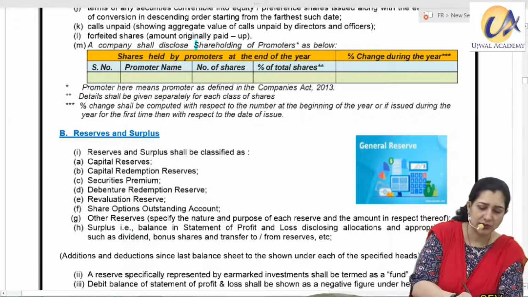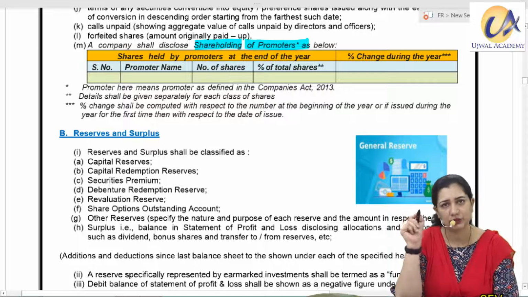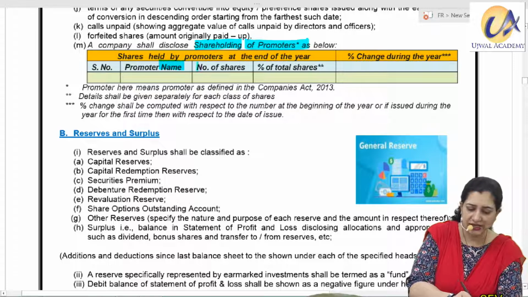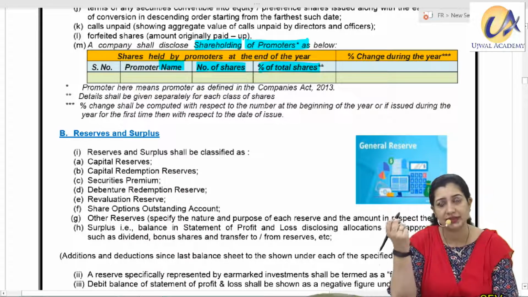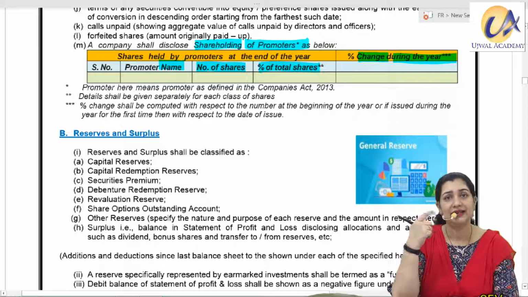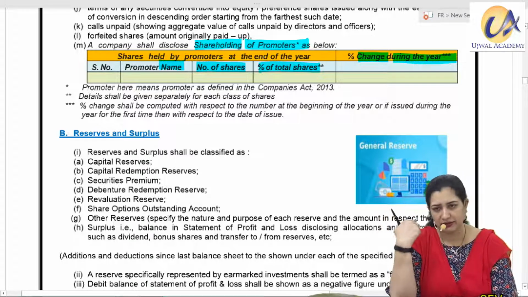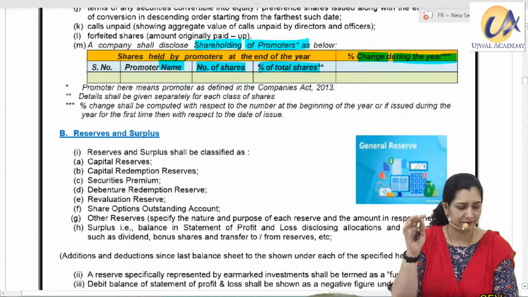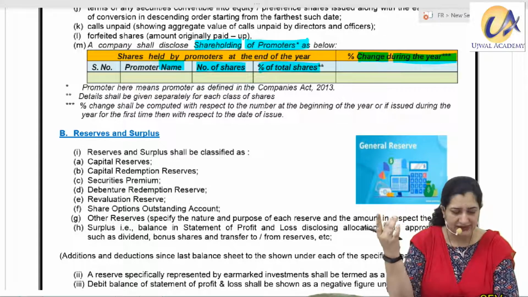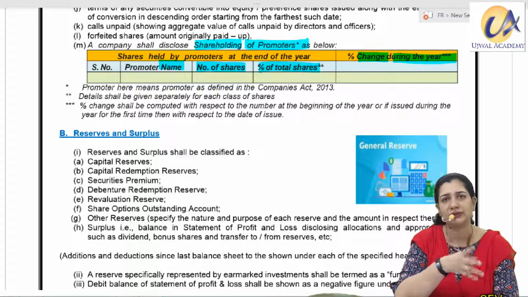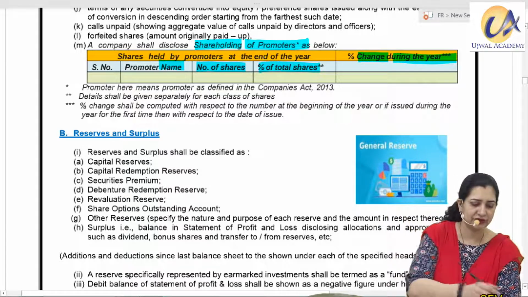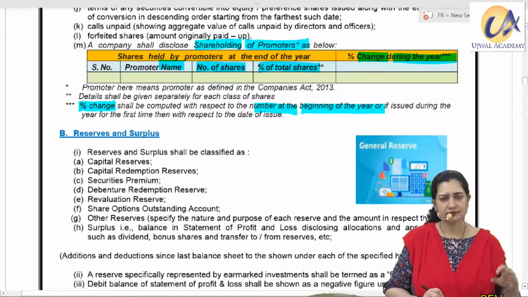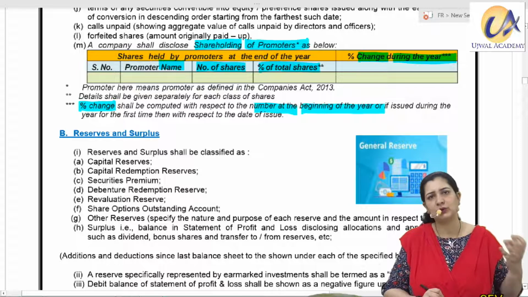So in share capital, what additional disclosures are required? We have to disclose the shareholdings of promoters. So in the notes, we are going to write the shareholding of promoters in terms of the name of the promoter, how many shares he is holding, what is the percentage of the shares that he is holding, and if there is any change during the year in his percentage of holding. Has he additionally purchased some shares, or has he sold some of his stake? Whatever it is, you have to give that. So you can see promoter is as defined by the Companies Act. Give for each class of shares, whether you have got equity, preference shares, whatever. And percentage of change will always be calculated with the base of the number at the beginning of the year, or if it is issued during the year, then with respect to that date of issue.